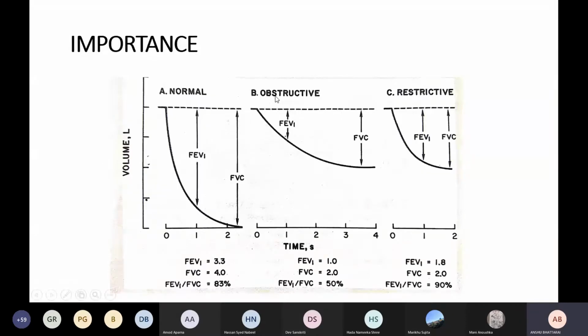Due to obstruction in expiration, in case of obstructive lung disease, the FEV1 is greatly reduced, which causes a reduction in this ratio. So diagnosis of obstructive lung disease is done when this ratio is lesser than 70% or 0.7. Okay, so if your FEV1 by FVC ratio is less than 70%, you are diagnosed with obstructive lung disease. Whereas in case of restrictive lung disease, this ratio is normal.